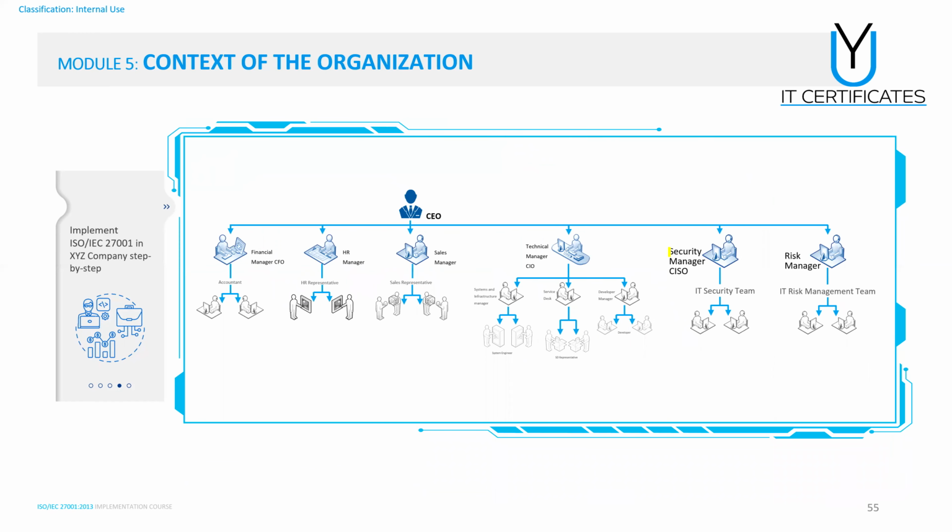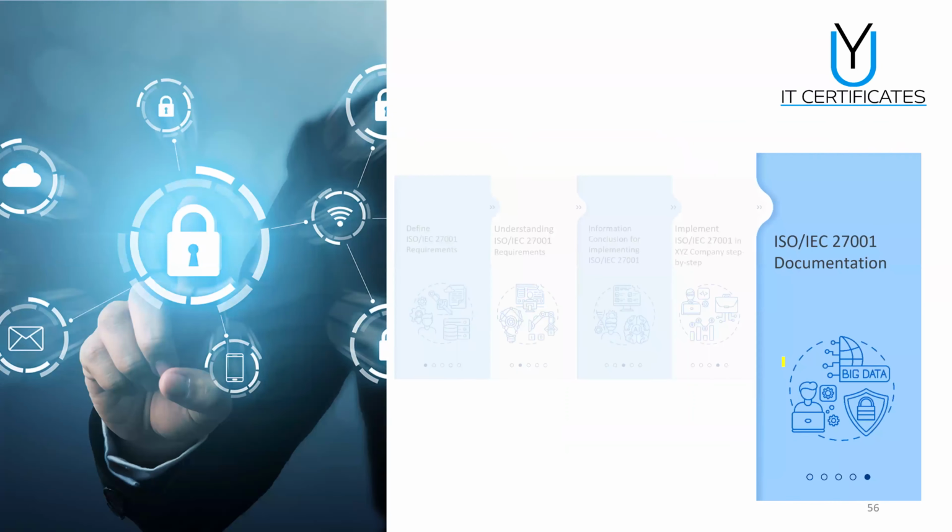Here, the security manager is a department which we added yesterday after our discussion on the context and the leadership, and this is the risk management team after we proposed this model for risk management. According to our implementation for ISO, we are now changing the structure of the company. We added another two divisions for the company.